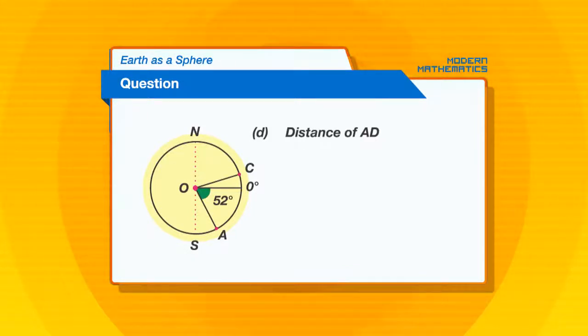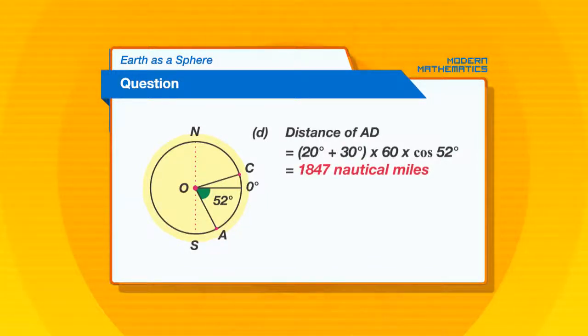So if the point A is on the longitude of 20 degrees east and point D is on the longitude of 30 degrees west, technically these two longitudes are 50 degrees apart. Now remember, if one longitude is on the east and one longitude is on the west, add the two angles to find the angle between them. And if they are on the same side, then take the difference between their angles. Thus, the angle between A and D is 50 degrees, and that is equivalent to 3,000 minutes, and after multiplying by cos 52 degrees, the distance is 1,847 nautical miles.